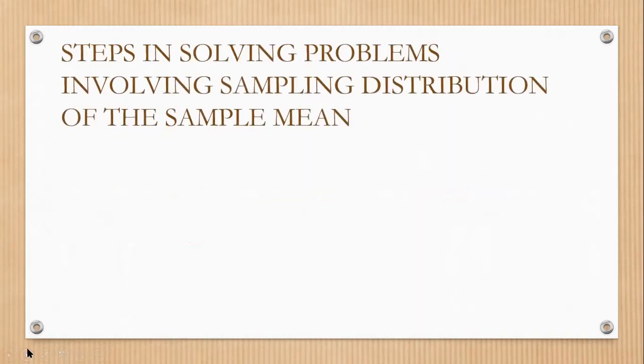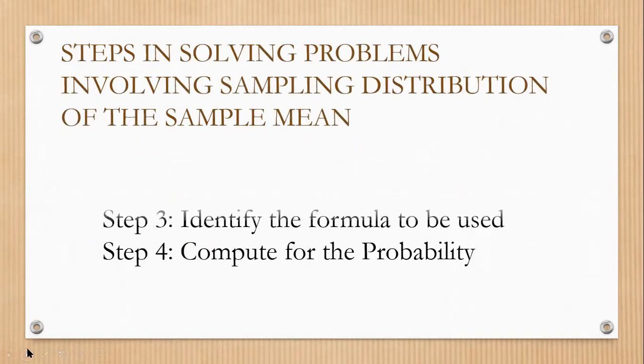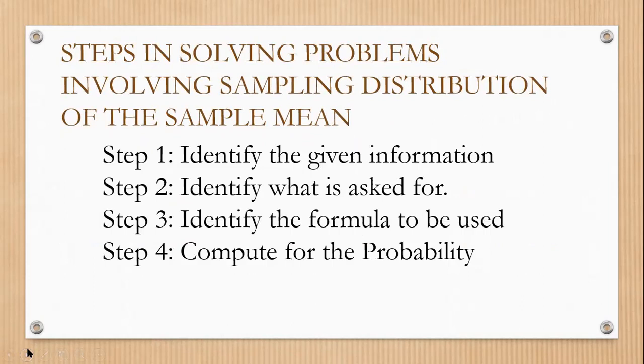Okay, so here are the steps in solving problems involving sampling distribution of the sample mean. So first, you need to identify the given information, just like what we did in solving the problem under the first module, that we tried to identify first what are given in the problem. And then second, you need to identify what is being asked in the problem. Then after you have identified what is being asked, it's the time for you to look for the formula, okay? And then lastly, we need to compute the probability.